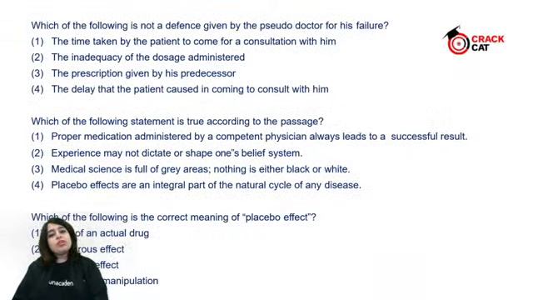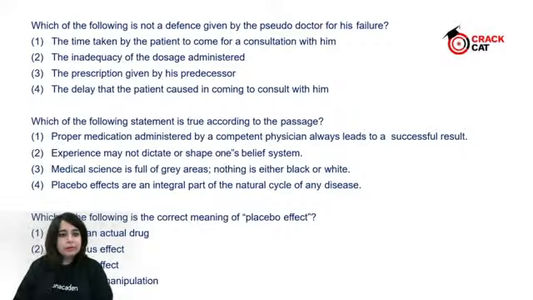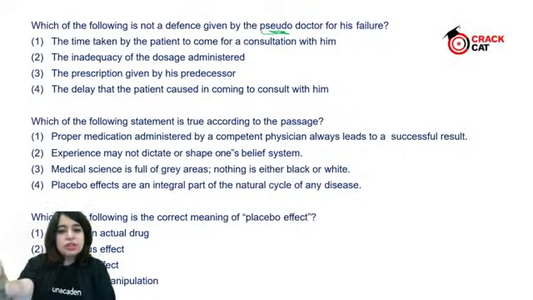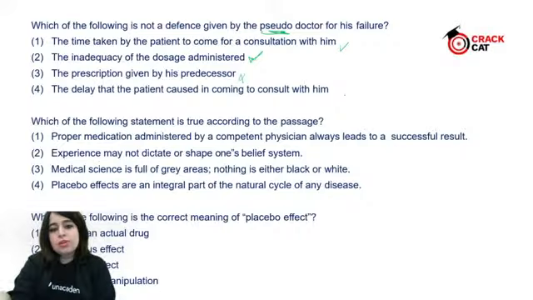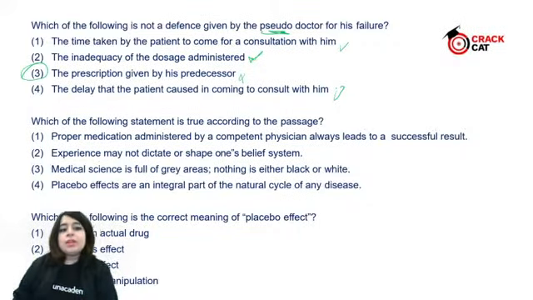Now let's come to the questions here. It talks about which of the following is not a defense given by a pseudo doctor for his failure. Pseudo is fake. The time taken by the patient to come for a consultation with him, this has been given. The inadequacy of dosage administered, yes. The prescription given by his predecessor, this has not been given. Other than that, the delay that the patient caused in coming to consult with him, that is also correct. So the answer would be the third one. This is not the defense which has been given up till now.